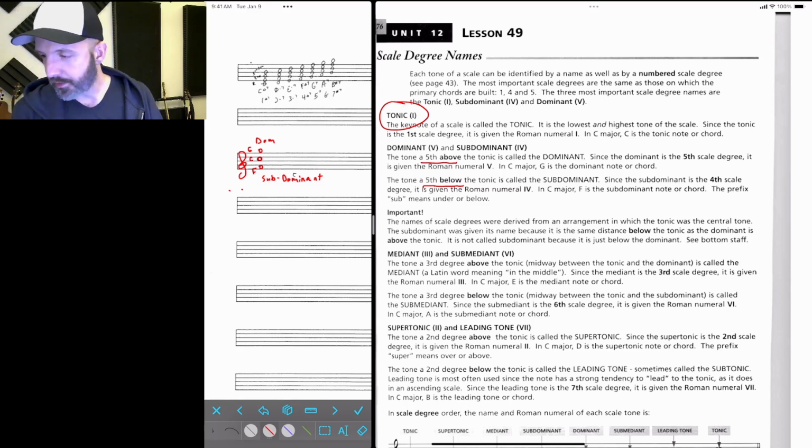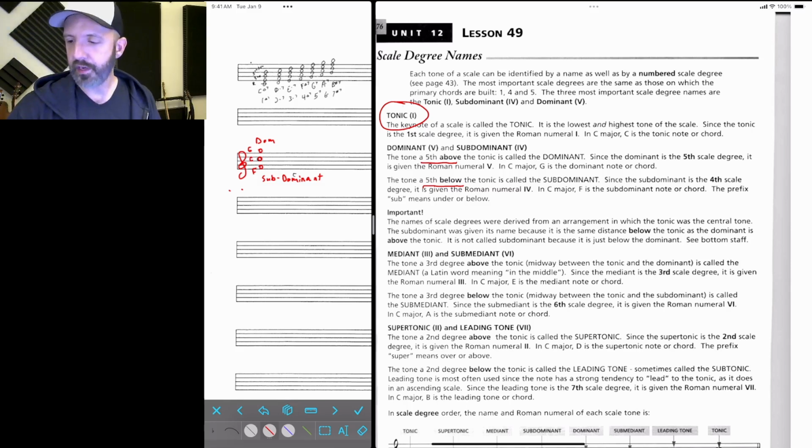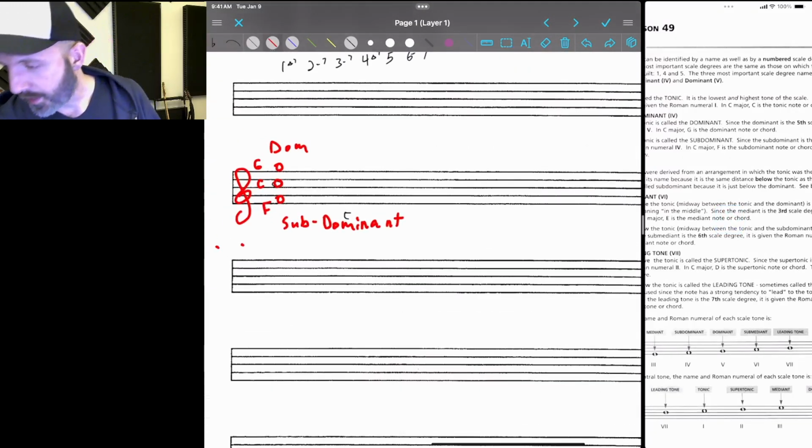All right, so it's dominant, subdominant, and then important. The name of the scale degrees were derived from an arrangement in which the tonic was the central note. The subdominant it was given because it's the distance below the tonic. The dominance is above the tonic. It's not called subdominant because it's below the dominant. Okay, so they're just trying to say, like, an easy misconception would be, you know, you got your tonic.